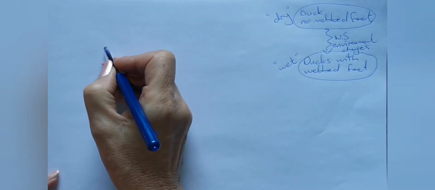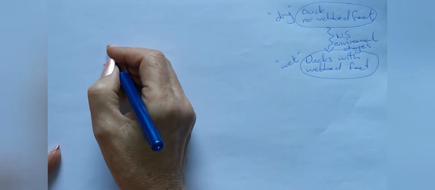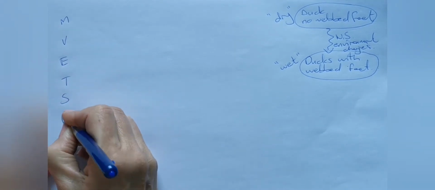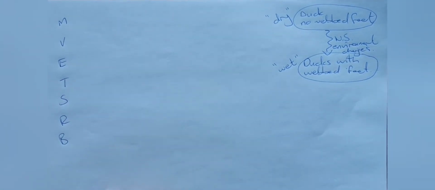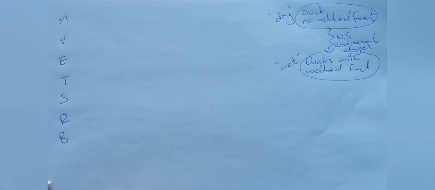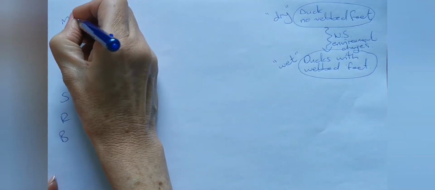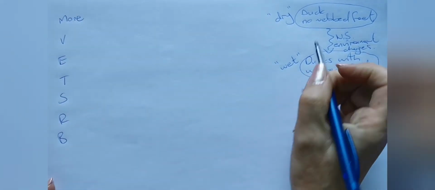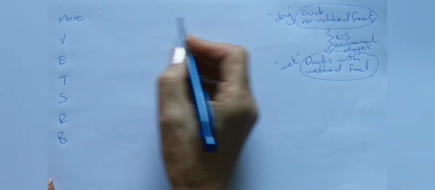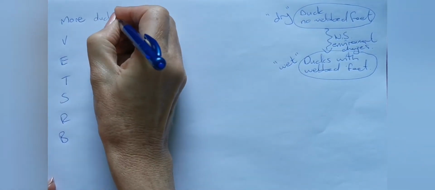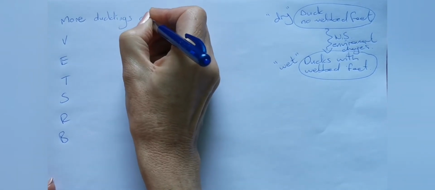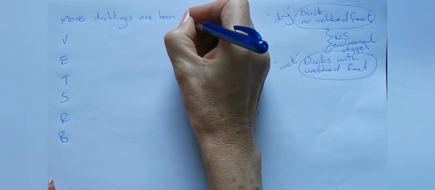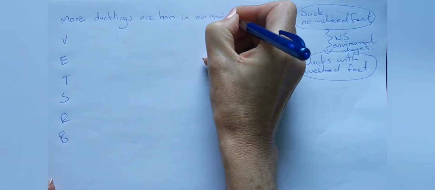So when we explain this in an exam, we are going to use our Many Vets Rescue Babies acronym always. We're always going to use that to answer. So the M we know stands for more individuals are born than the environment can sustain. But we're not talking in general now. We're talking specifically about ducks. So we're going to say more ducklings are born than the environment can sustain. So more ducklings are born in an environment than that environment can actually sustain.